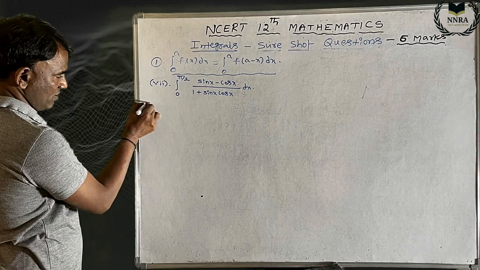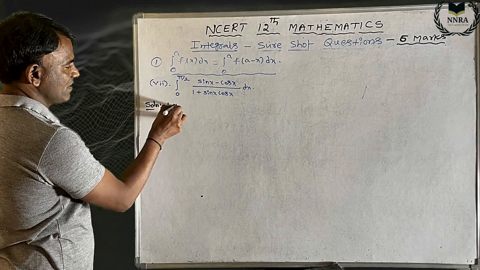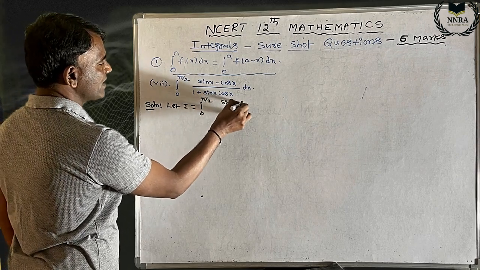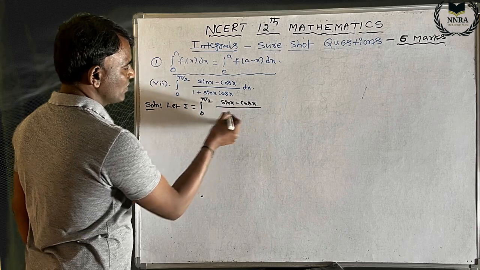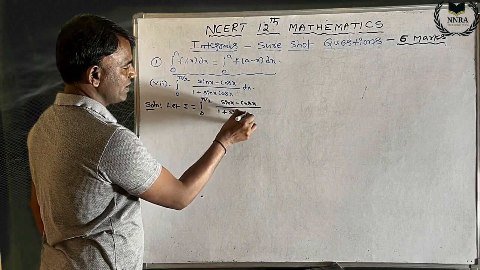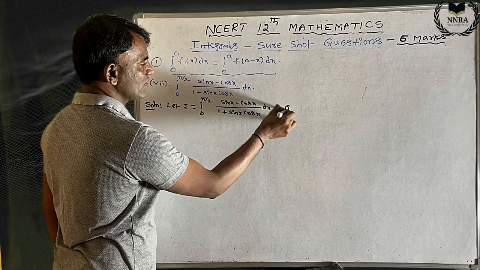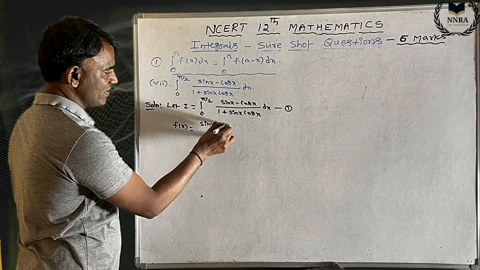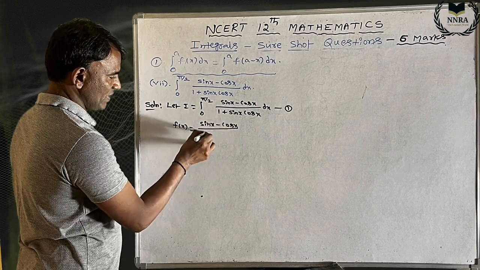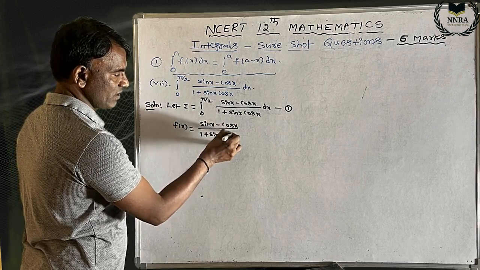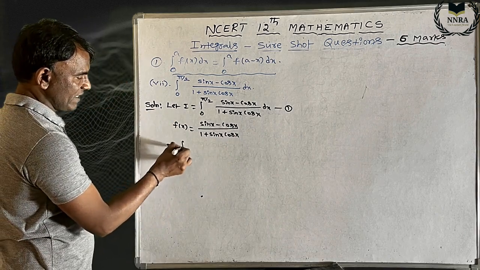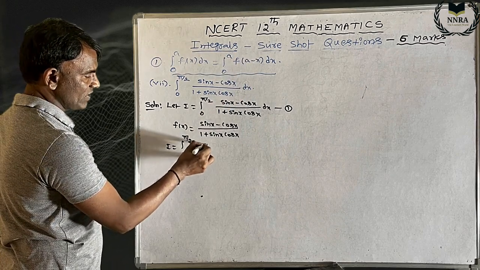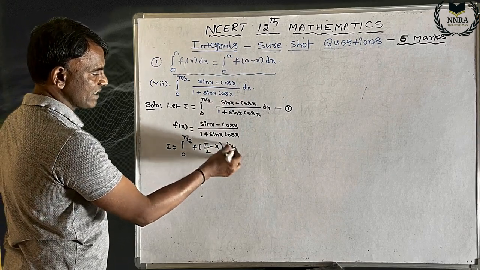Now this is 7th question. So what is the first step? Let I equal to integral 0 to pi by 2 of (sin x minus cos x) divided by (1 plus sin x into cos x) into dx. Equation number 1. Now what is the value of f of x here? Sin x minus cos x by 1 plus sin x into cos x. And we write one more line that can be written as integral 0 to pi by 2 of f of a minus x, where a equals pi by 2, minus x dx.